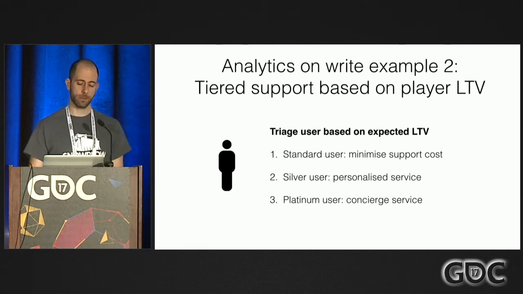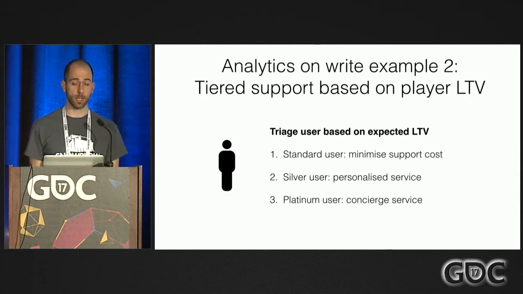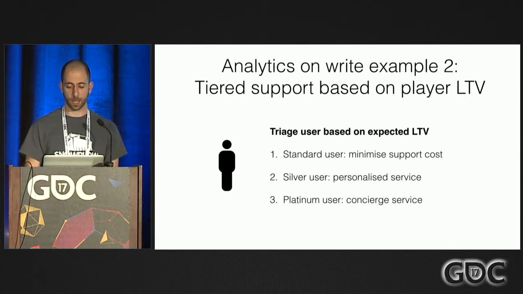To look at a totally different example of analytics on write, and this should be very interesting to anyone in the freemium space. Tiered support is a really interesting problem. If you've got a whole bunch of users, and some of them are whales that are spending enormous sums of money in your app, and some of them are not spending anything, you need to be able to quickly identify which one of those 2 or 3 different user types they are when they lodge a support query, because you're going to want to provide a totally different level of service for those whales versus those free users.